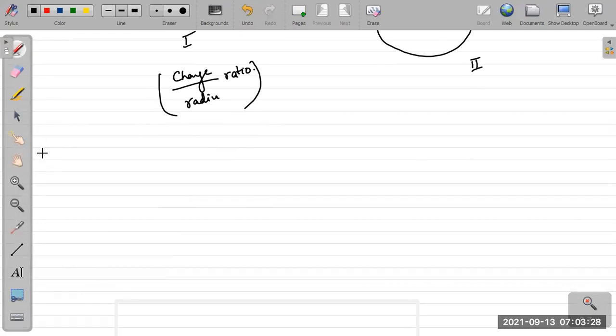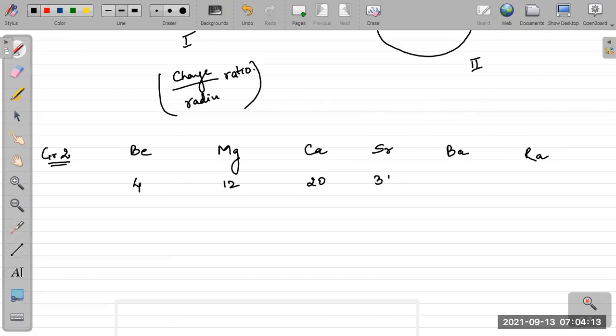Our next thing is elements of group 2. Beryllium, magnesium, calcium, strontium, barium, radium. Atomic numbers: 4, 12, 20, 38, 56, 88.